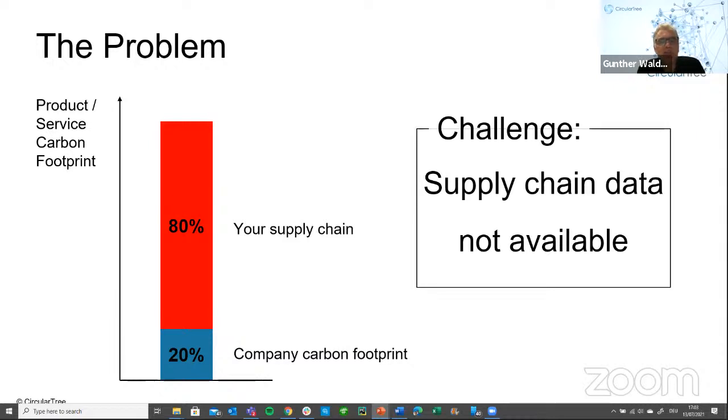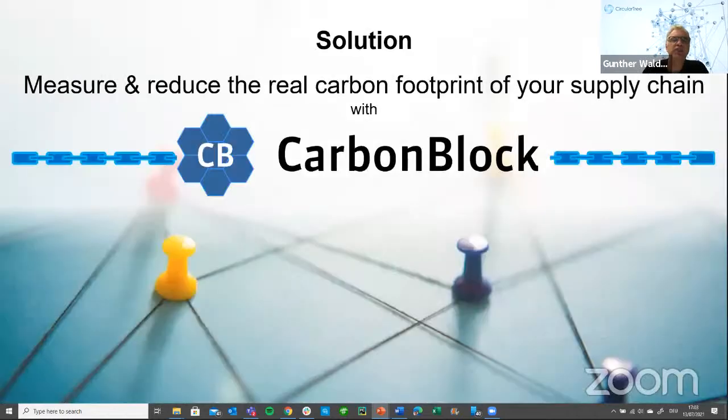The first problem is you don't have your true carbon footprint because your suppliers may be better or worse than the average data. The second and even more important problem is you don't have any leverage to improve the carbon footprint of your supply chain data because you don't have the true value, and what you can't measure, you can't improve. And this is exactly where we come up with Carbon Block.